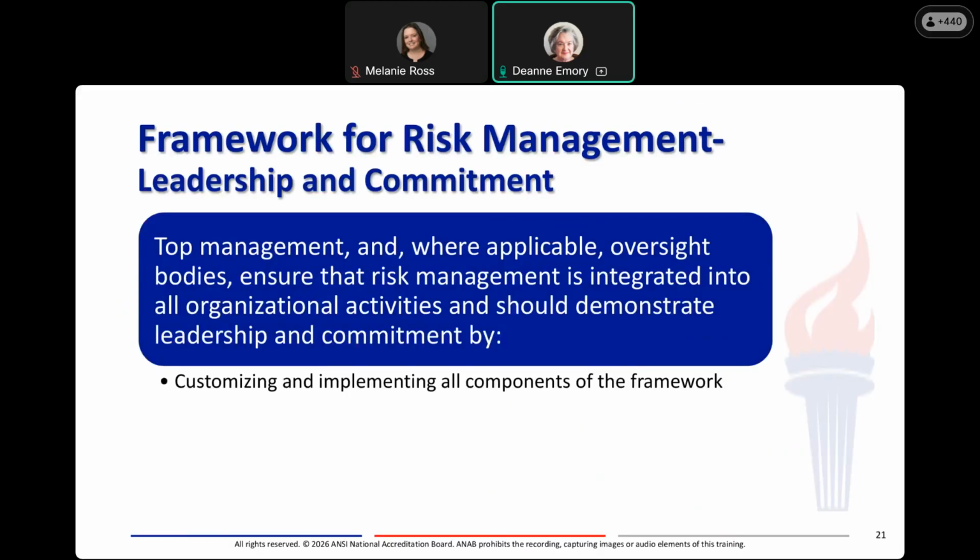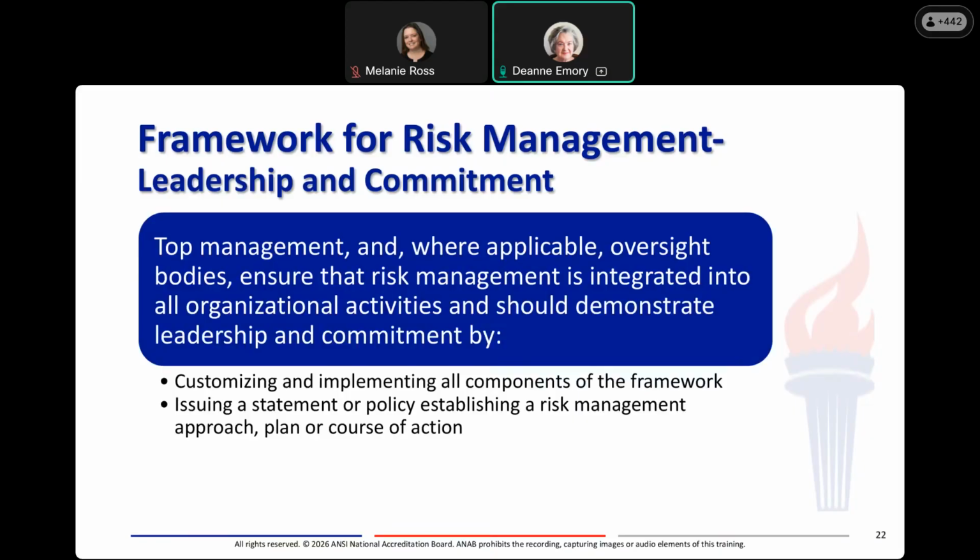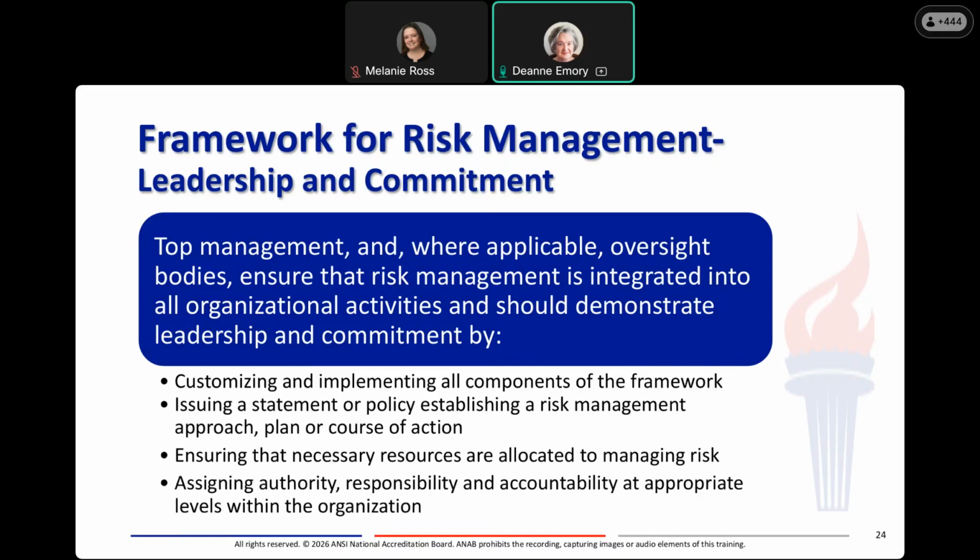Top management, and where applicable, any oversight bodies should ensure that risk management is integrated into all organizational activities and should demonstrate leadership and commitment by customizing and implementing all components of the framework, issuing a statement or policy that establishes a risk management approach, plan, or course of action, ensuring the necessary resources are allocated to managing risk, and assigning authority, responsibility, and accountability at appropriate levels within the organization.